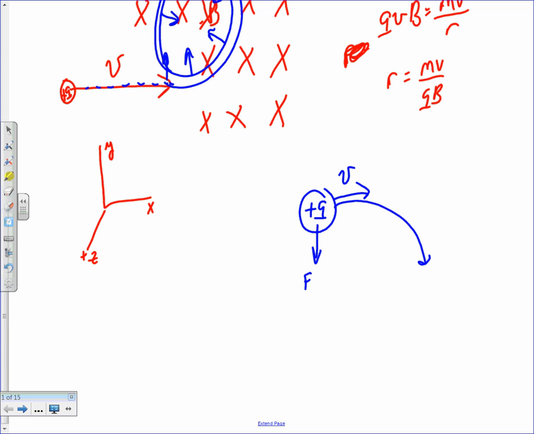So if this was negative, and maybe this will answer your question. If this was a negative Q in this direction and following this path, you would say V, force is out, and then you would find the magnetic field is out of the page. But since it's negative, the magnetic field is really into the page. Does that answer your question? Okay.